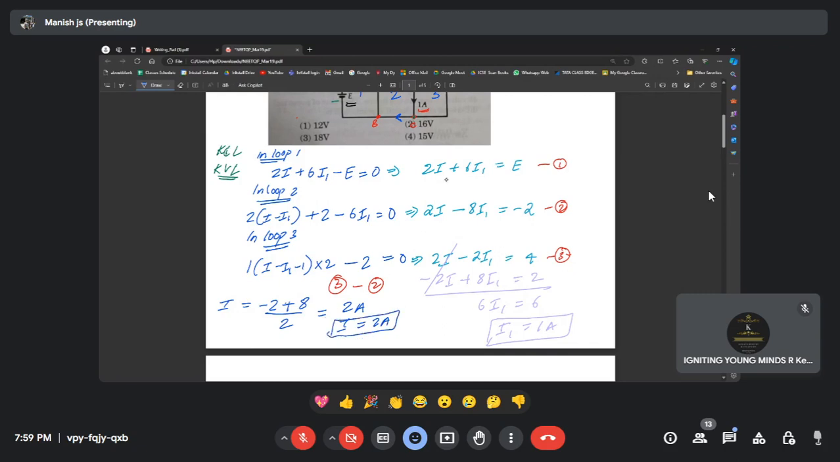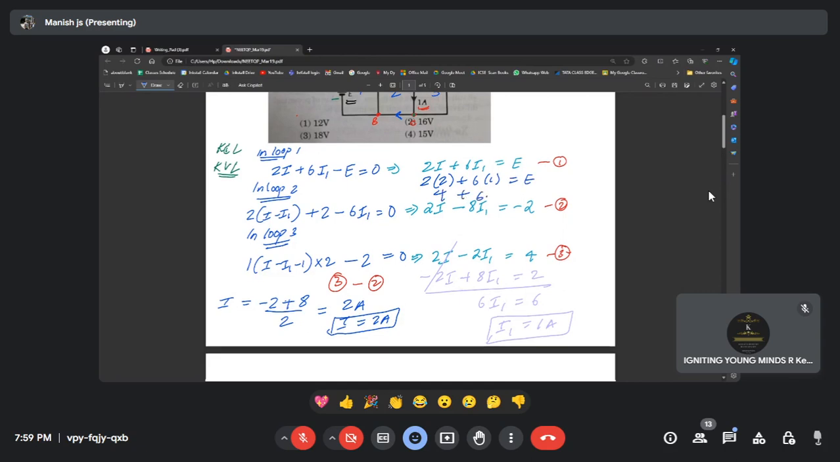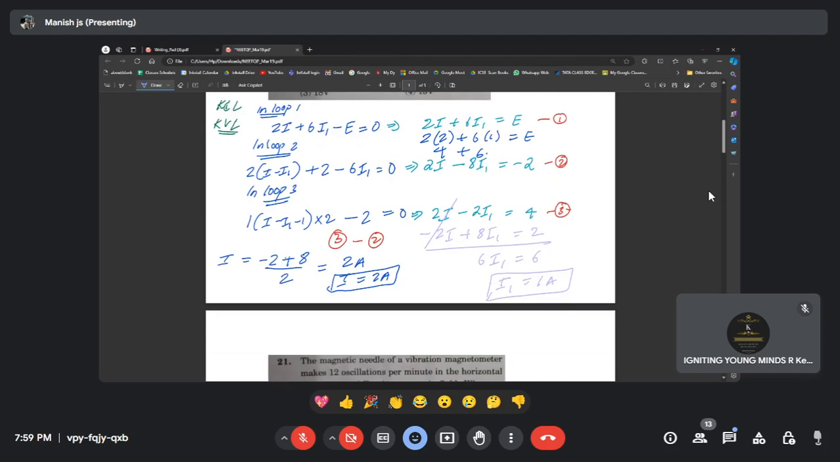Okay. So I is 2 amperes and I1 is 1 ampere. So what is the value that you're getting? So 2 times I, which is 2, plus 6 times I1, which is 1, is equal to E. So what is the value? 2 twos are 4, plus 6. Okay, check the equations also. So 10 volts you're getting. Okay. So like this, you solve the equations and then you find out the values that you get.